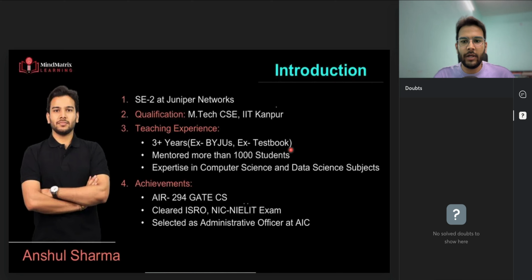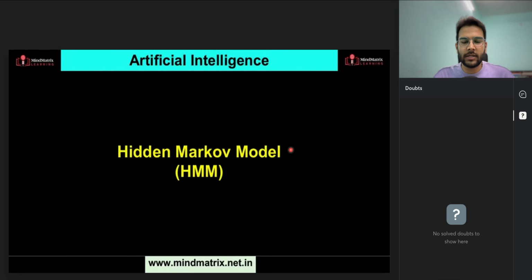So in today's class, we will be talking about the HMM, that is Hidden Markov Model. In the previous class, we have already discussed what a Markov chain is. That was the foundation and an important concept to understand the Hidden Markov Model. So now we know what a Markov chain is, and we can proceed towards the HMM. Let's get started.